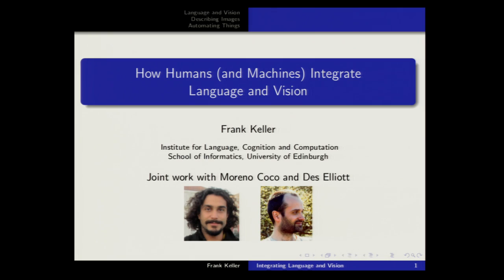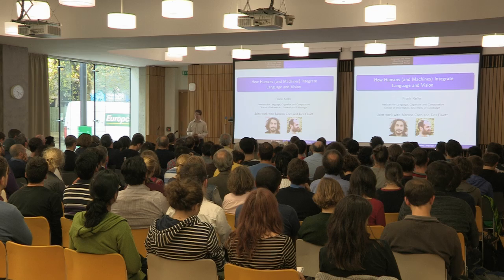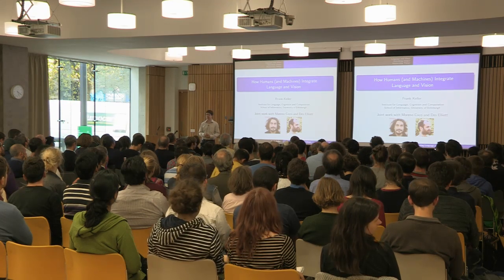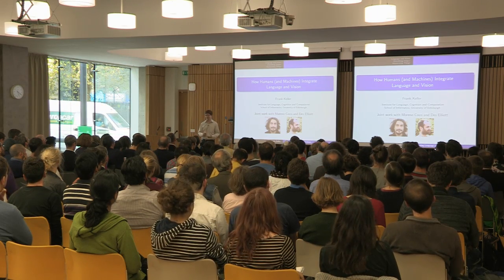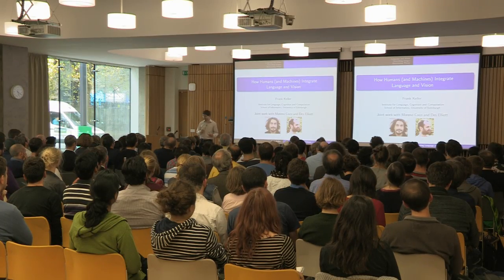Anyway, the title is fairly grand. How do we integrate language and vision? What I'll actually accomplish in this hour or so is slightly less grand. It's looking at one particular task where people have to speak and process visual information at the same time, and this task is image description. And there will be two angles to the task, one being the cognitive angle, where we study what humans do, and the other one is the computational angle, where we try to automate this process of generating image descriptions.